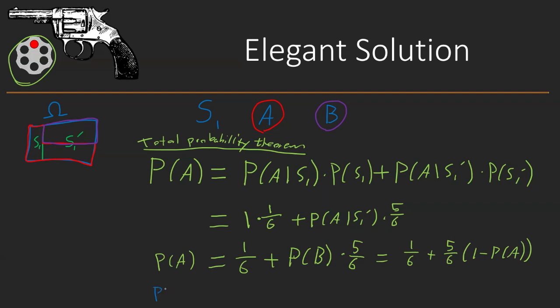So we're saying that probability of A is equal to 1/6 plus 5/6 minus 5/6 times the probability of A. We can just move this to the right. We can sum these up. And that tells us that 11/6 P of A is equal to 1. What is this? Well, you just take the reciprocal of this fraction, and we see that P of A is 6/11. And this is, of course, exactly the result that we got with the naive solution.